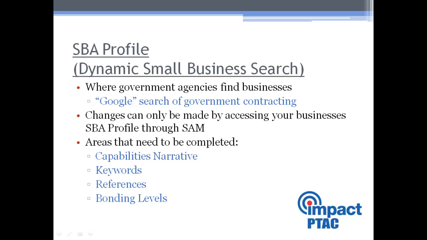The Dynamic Small Business Search tool is used to search the SBA profile database. This is a great place to search for competitors or to find examples of capability statements or keywords to use in your own profile. You can conduct searches by state or county, preference programs, keywords, NAICS codes, and more. This is a great research tool that we suggest you use before completing your own SBA profile.